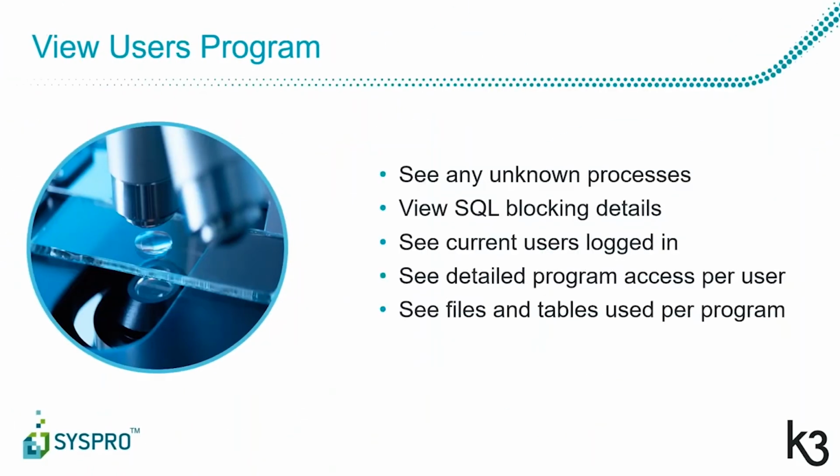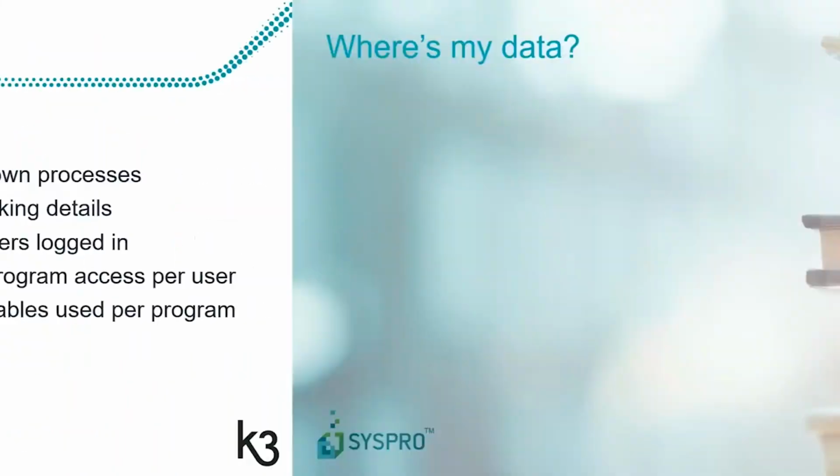And when we did that, we saw unknown processes. What I didn't focus on and show you, but you can also see, are SQL blocking details if there are any issues, current users that are logged in, the detailed program access per user, as well as files and tables that are used by that particular program. Well, that's great. I now know that program actually uses 22 files, but what if I wanted to see the information in there? Where is my data?